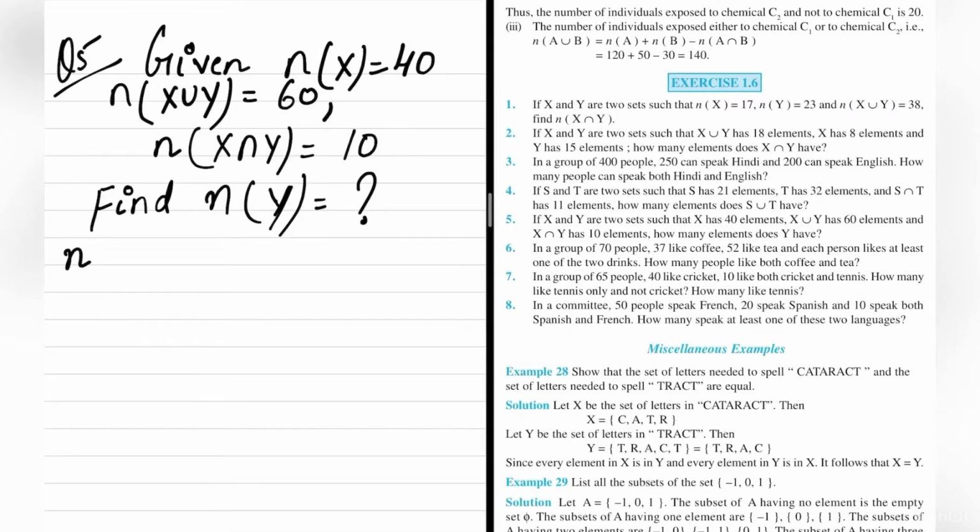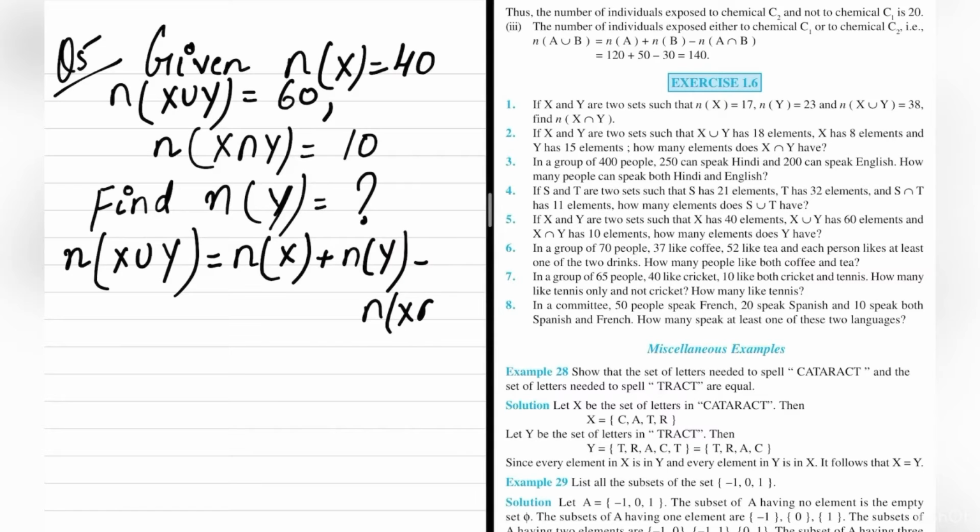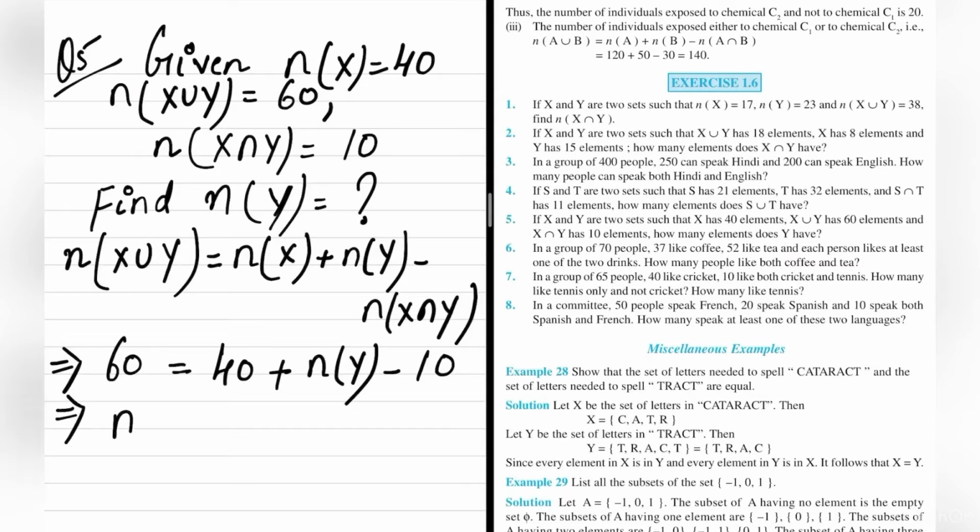So again we are using the formula 2. This is equal to, just put all the values. So n of y is unknown to us, so we will keep this as it is. And from here n of y is equal to 20 plus 10, 30. So the answer is 30.